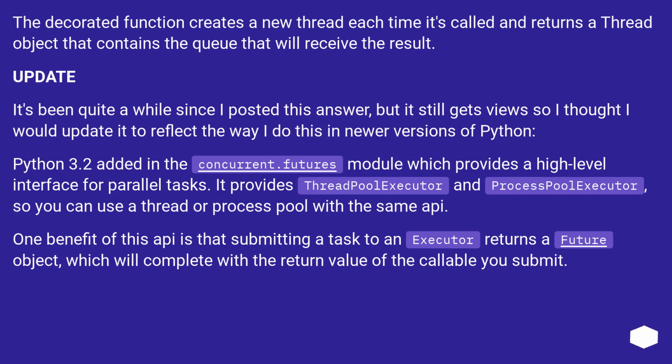Update: It's been quite a while since I posted this answer, but it still gets views, so I thought I would update it to reflect the way I do this in newer versions of Python. Python 3.2 added the concurrent.futures module, which provides a high-level interface for parallel tasks. It provides ThreadPoolExecutor and ProcessPoolExecutor, so you can use a thread or process pool with the same API. One benefit of this API is that submitting a task to an executor returns a Future object, which will complete with the return value of the callable you submit.